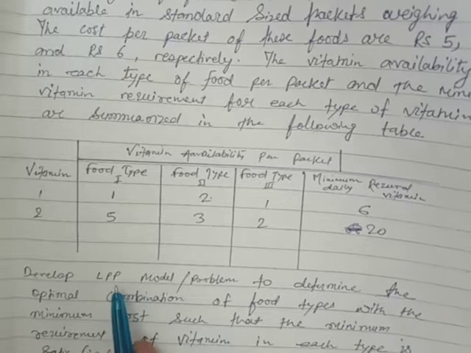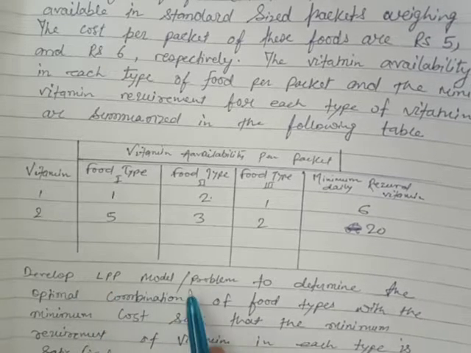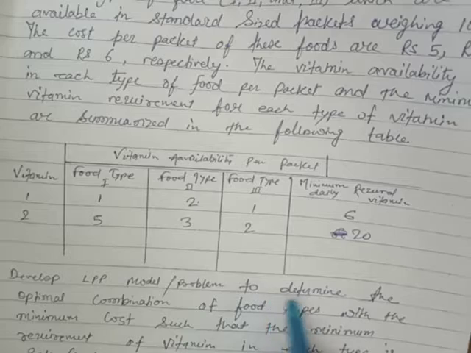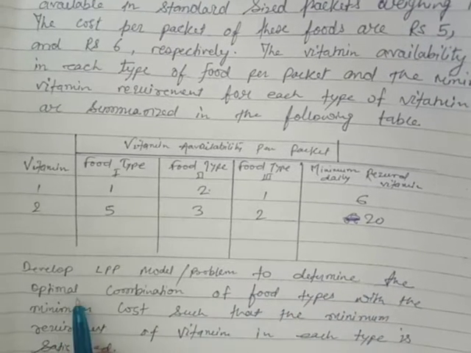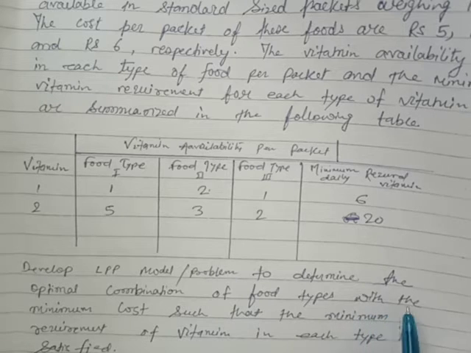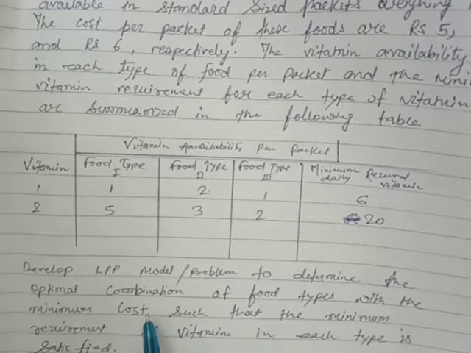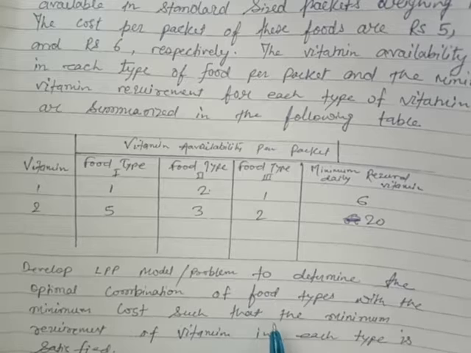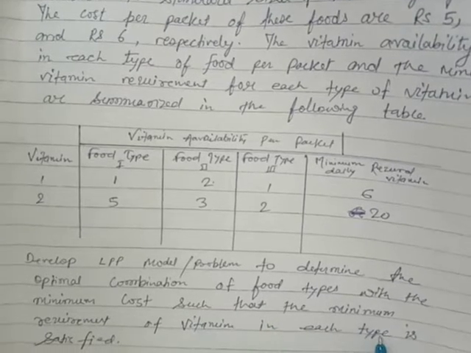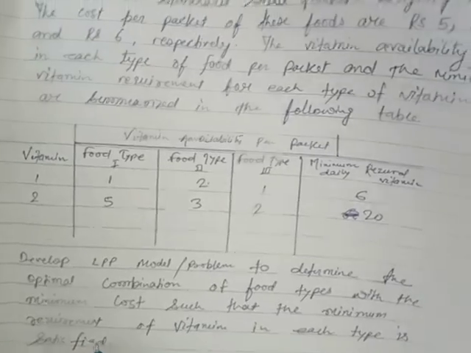Develop an LPP, that is linear programming problem, model to determine the optimal combination of food types with the minimum cost such that the minimum requirement of vitamin in each type is satisfied.